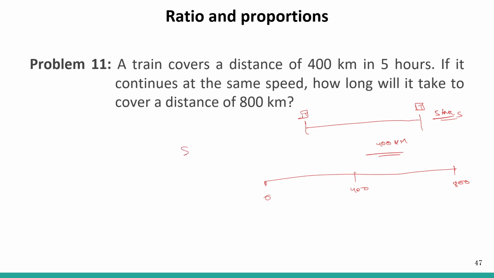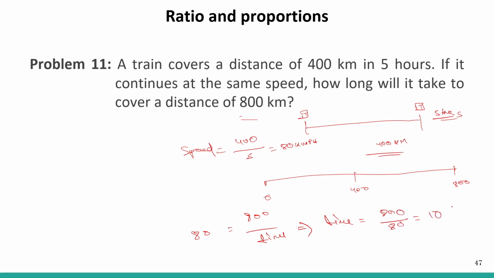Let's calculate its speed. Speed is equal to distance by time, that is 400 by 5, which is equal to 80 kmph, that is 80 km per hour. How much time does it take to cover a distance of 800 km? We now have the speed, 80 kmph. So 80 is equal to the distance, 800, over the time we don't know. This implies that time is equal to 800 by 80, which is equal to 10. So 10 hours will be taken to cover the distance of 800 km at the same speed of 80 km per hour that we just evaluated by dividing 400 by 5.